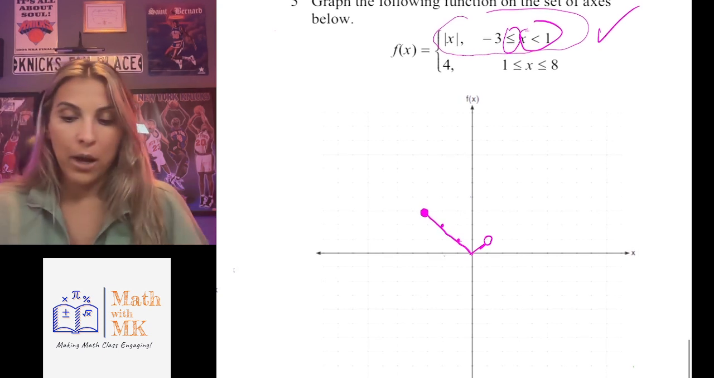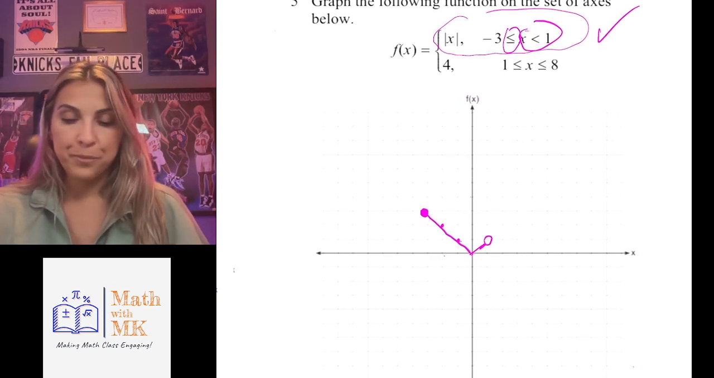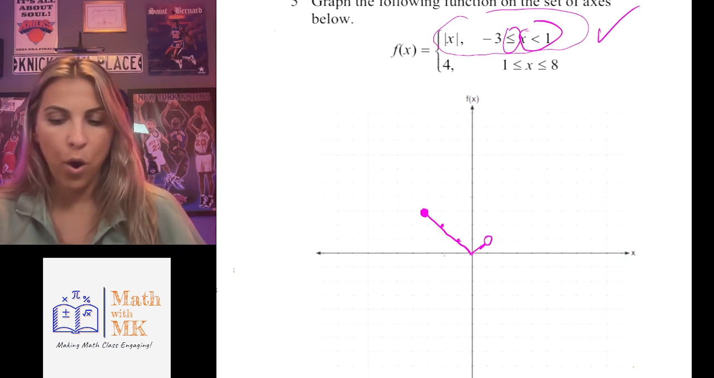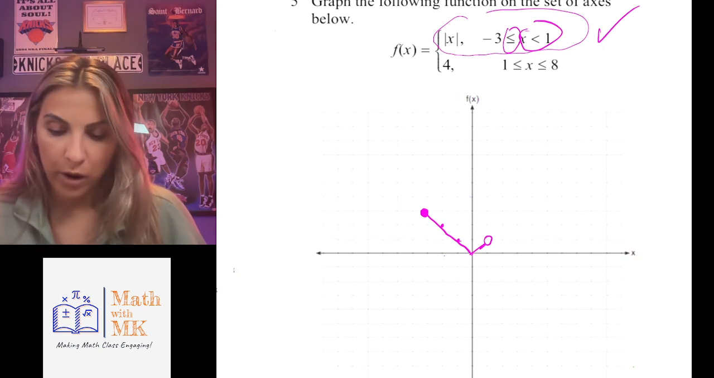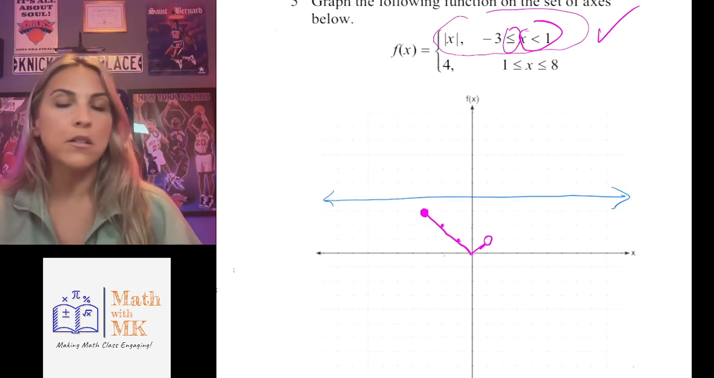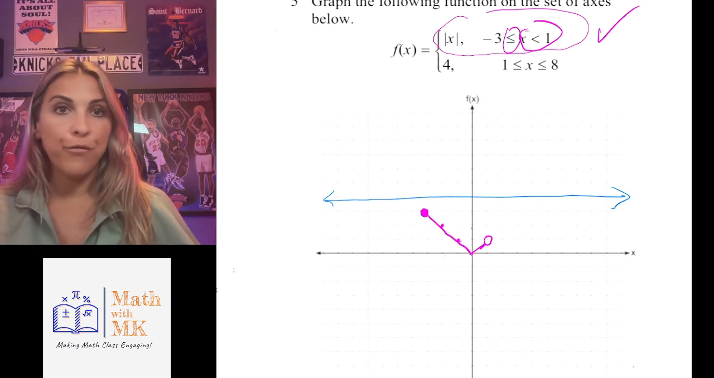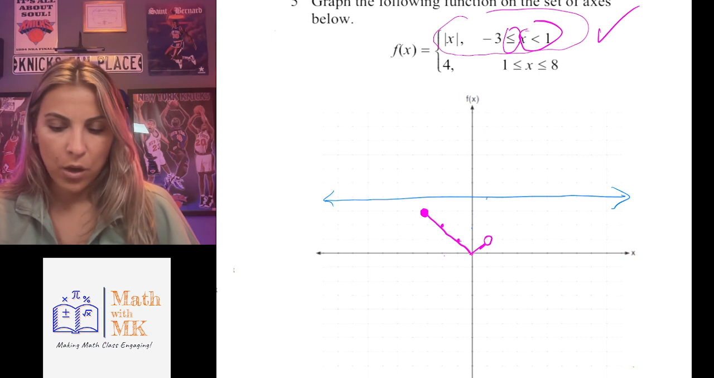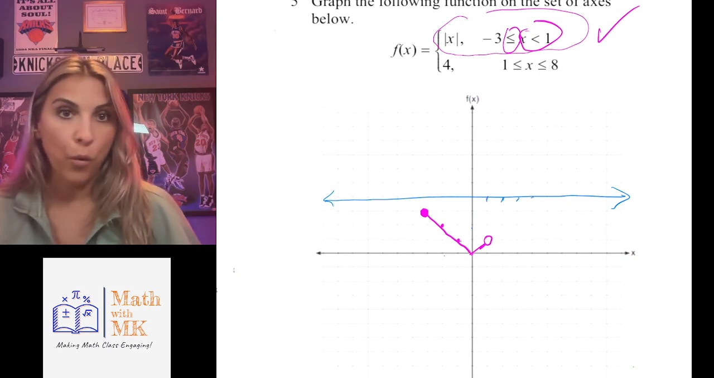Next one. Now it says f of x equals 4. So when y equals 4, that means we're dealing with a horizontal line, right? Where all of the y values are 4. So 1, 2, 3, 4. That's going to be a line that looks like this, right? A horizontal line at the value of 4 for y. Every point on that line has a y value of 4. This is (1, 4), (2, 4), (3, 4), (4, 4). So that's the line y equals 4.